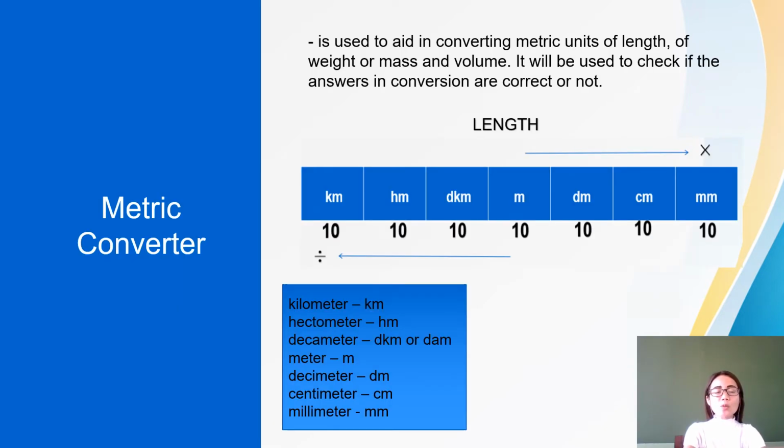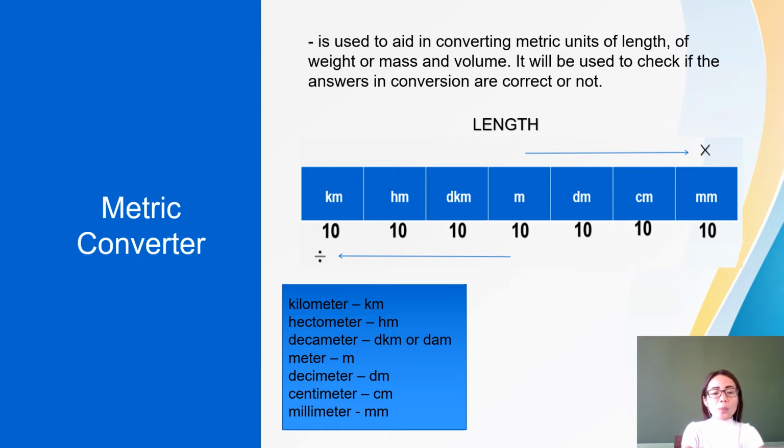Before we answer that question, let us know first what a metric converter is. A metric converter is used to aid in converting metric units of length, weight or mass, and volume. It will be used to check if the answers in conversion are correct or not. In our discussion, we are only dealing with length.